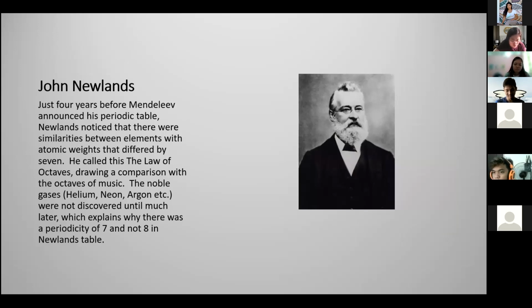Just 4 years before Mendeleev announced his periodic table, Newlands noticed that there were similarities between elements with atomic weights that differed by 7. He called this the law of octaves, drawing a comparison with the octaves of music. The noble gases, such as helium, neon, argon, etc., were not discovered until much later, which explains why there was a periodicity of 7 and not 8 in the Newlands table. I forgot to put the table in. Next slide.